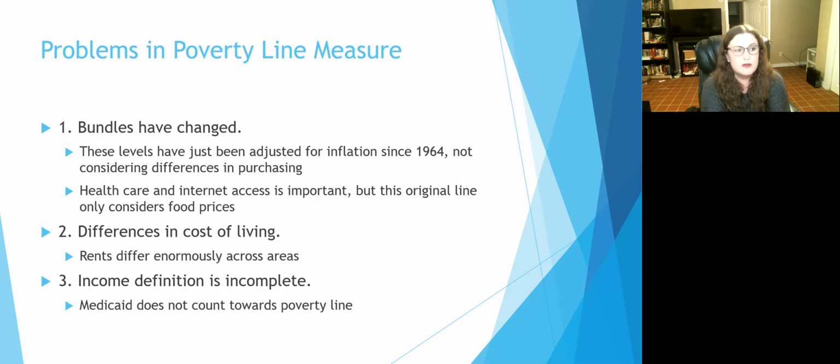But that doesn't include the fact that, like, we need internet, right? We are now in a society where it is almost impossible to function without internet. You literally can't take classes without internet. You cannot search for jobs. You cannot interview for jobs. You have to have internet, right? And that's not included in the bundle. The bundle is only the minimum amount of calories for you to survive.